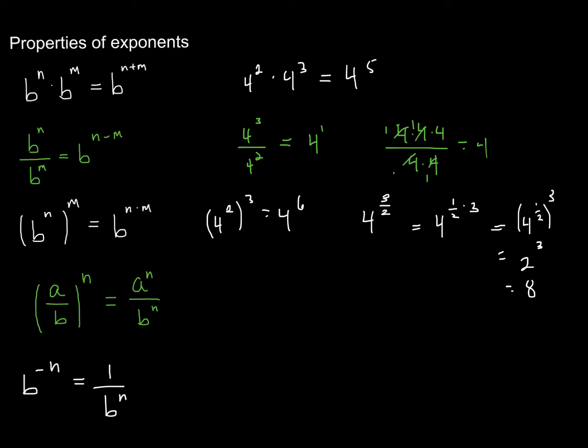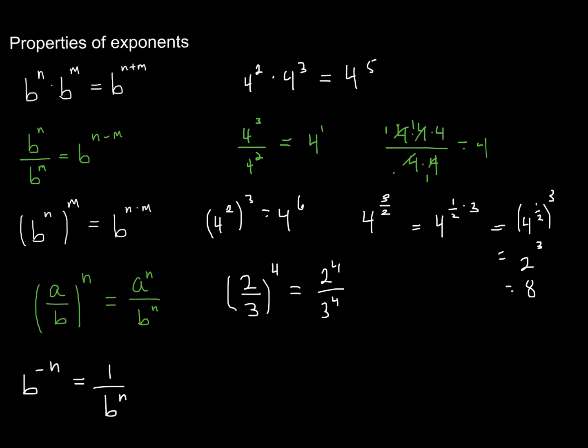All right, next one is pretty straightforward. If I have a divided by b all raised to the nth power, I can apply the power to both the numerator and denominator independently. And this should make pretty perfect sense. If I have 2 thirds to the 4th power, I can write that as 2 to the 4th over 3 to the 4th. And the way to think about this is if you have this fraction times itself four times, you have 2/3 times 2/3 times 2/3 times 2/3.